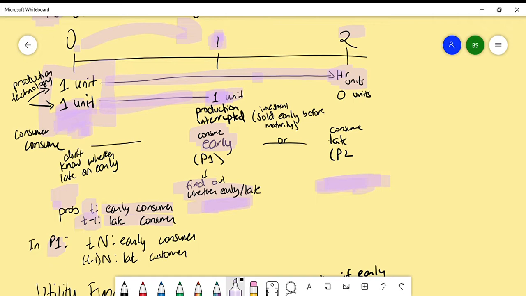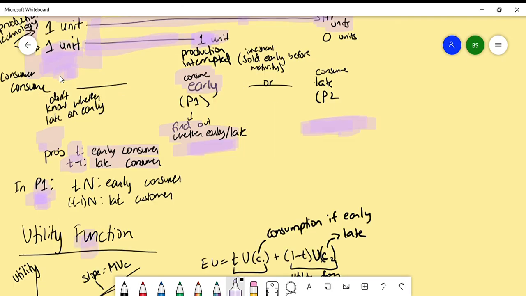Yeah, I guess technically this could also work in period 2 too. It's just that at period 0, period 1 is the first period they actually find out, because at period 0 we have literally no idea who's going to be early and who's going to be late. So at period 1, we're going to have t early consumers and t minus 1.